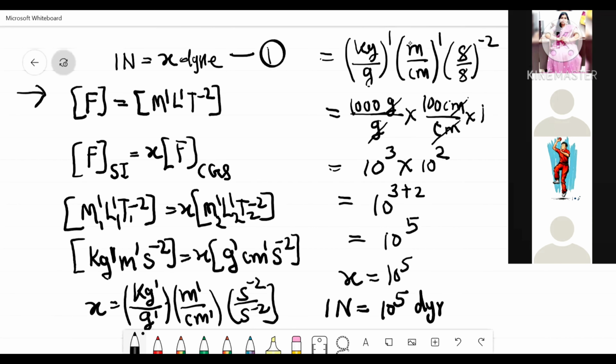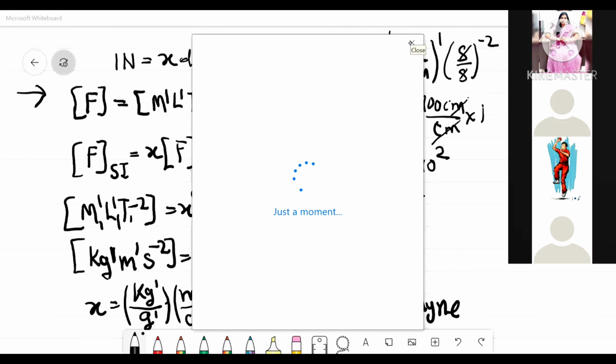Good. Have you understood these steps? Yes, it's very easy. Yes, ma'am. Follow these steps and you will get the 3 marks. Very important application: the conversion factor.